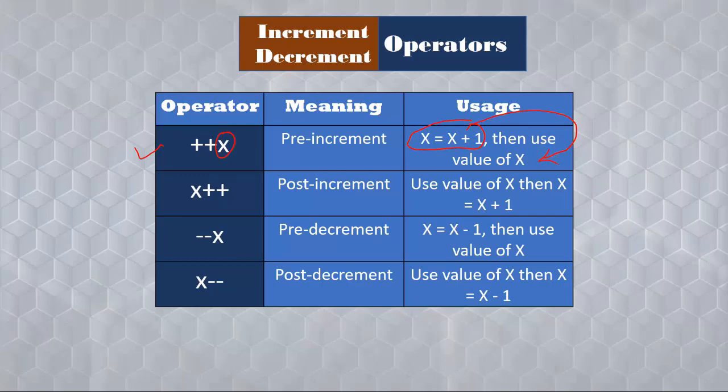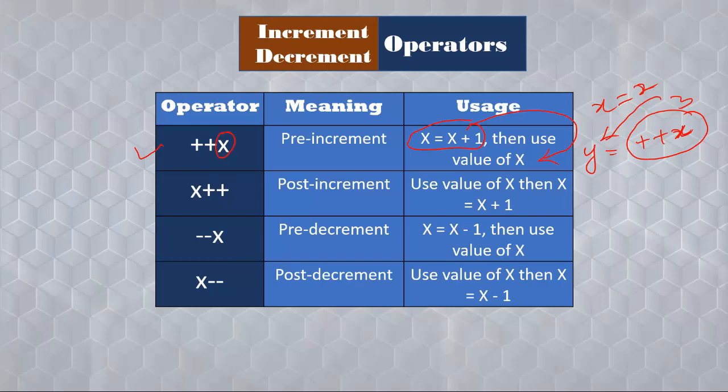So for example, if I write y equal to plus plus x, and say for example the value of x is initialized to 2, then since we have used a pre-increment operator, it will perform increment on this x, that is it will perform x is equal to x plus 1, which is having 2 as the previous value, so the result will be 3, and that 3 will be assigned to y.